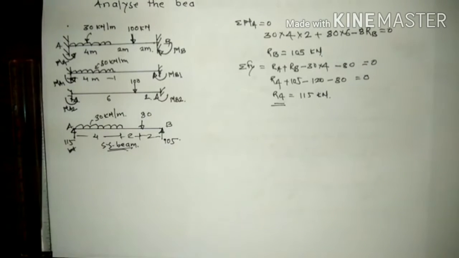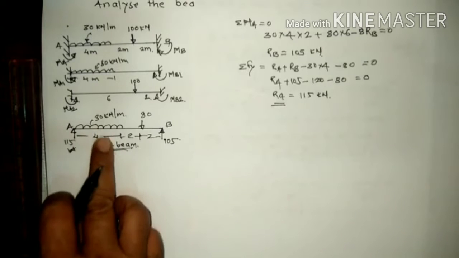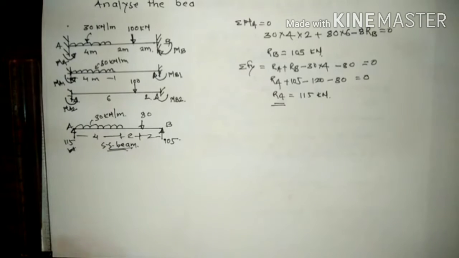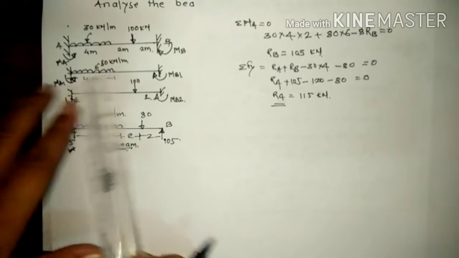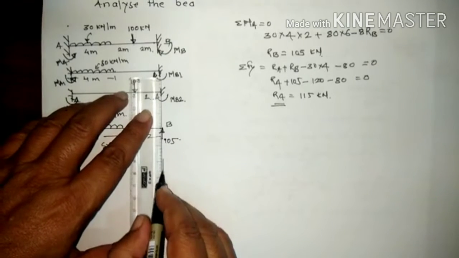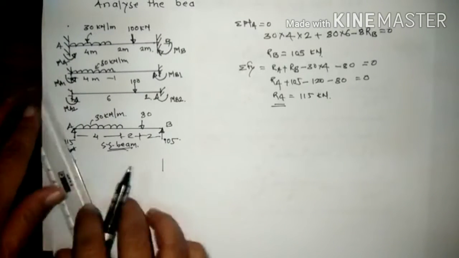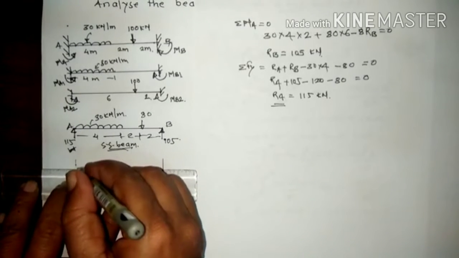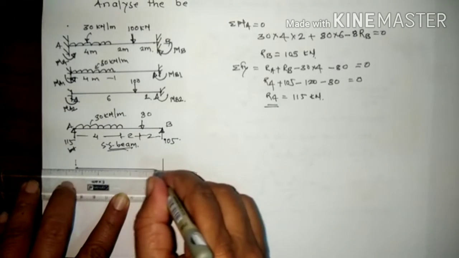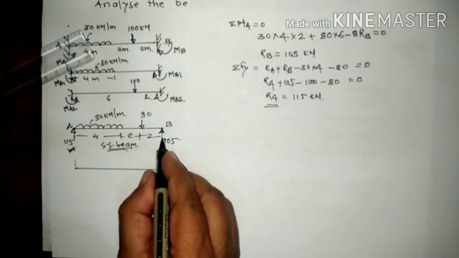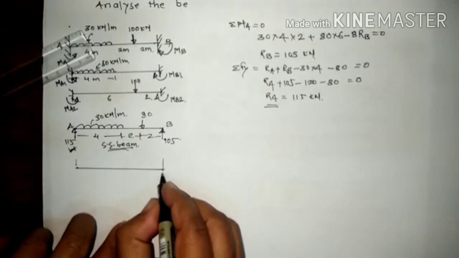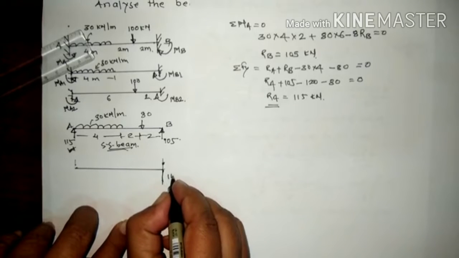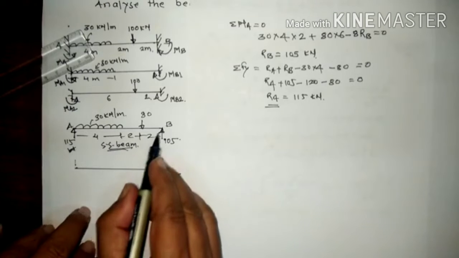Now here is a UDL. So here we have to draw a simply supported beam shear force diagram, so that we'll get the contraflexure shear. So first, before the bending moment, we'll draw here the shear force diagram. Now from the right side upward force is negative, so this becomes 105. Up to this is straight.